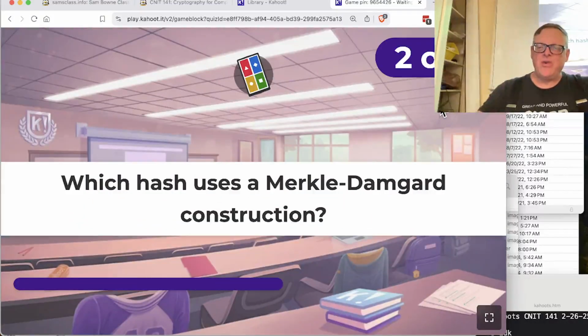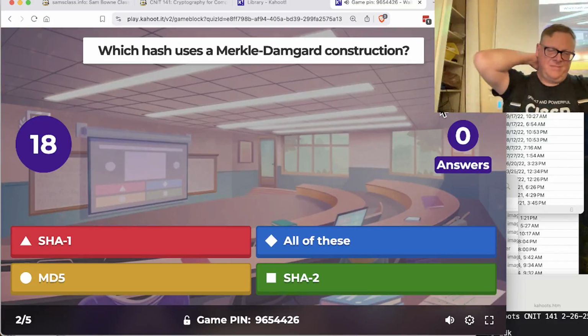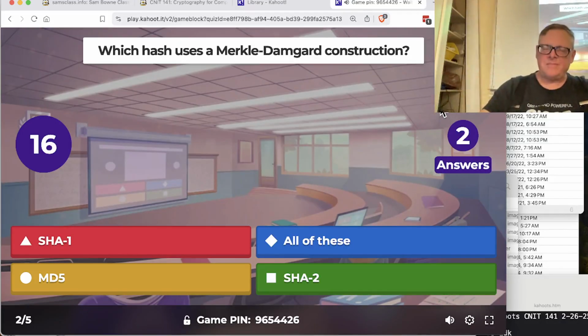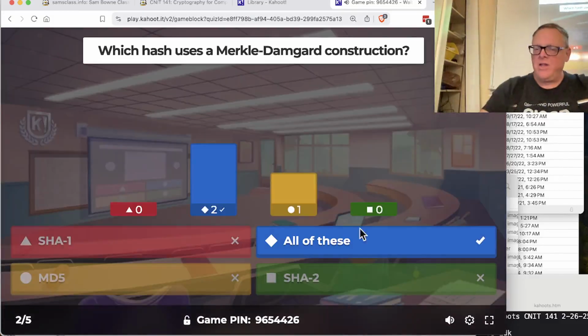Which one uses a Merkle-Damgard construction? All of them do. They're all based on this, where you just do a series of iterations all the same, which is what they wanted to get away from. Moved to SHA-3, so it wouldn't have the weaknesses that all these share.